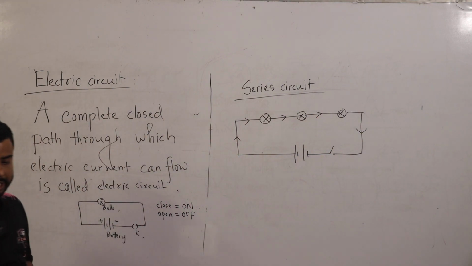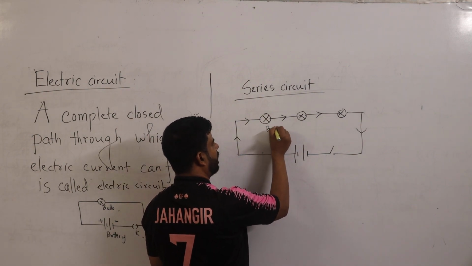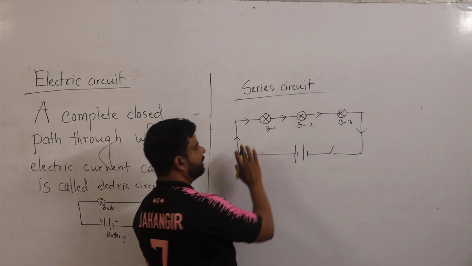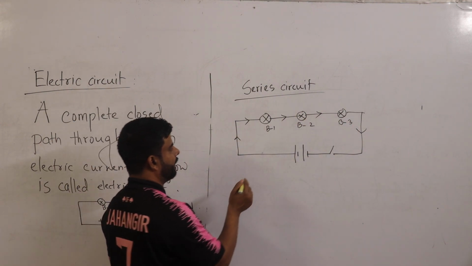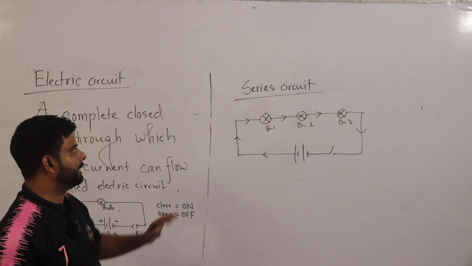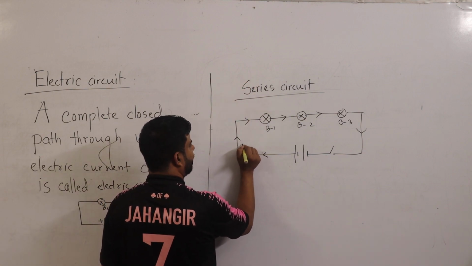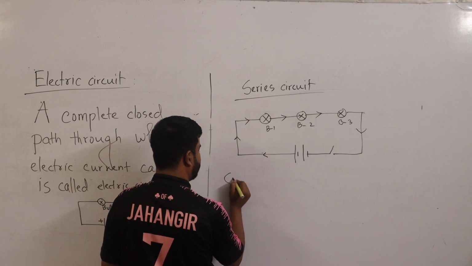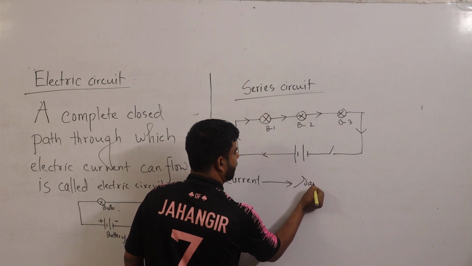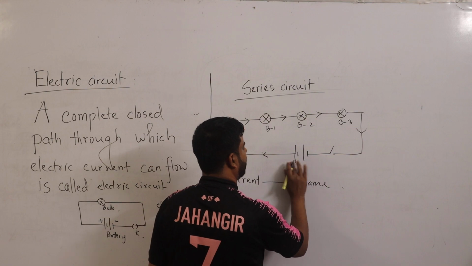If the circuit's components are connected, say this one is bulb 1, here is bulb 2, and here is bulb 3. These three bulbs are connected in such a way that the same current will flow through all the components. Then it is called a series circuit. Remember, in a series circuit, current remains the same because there is no alternating path. There is only a single path.